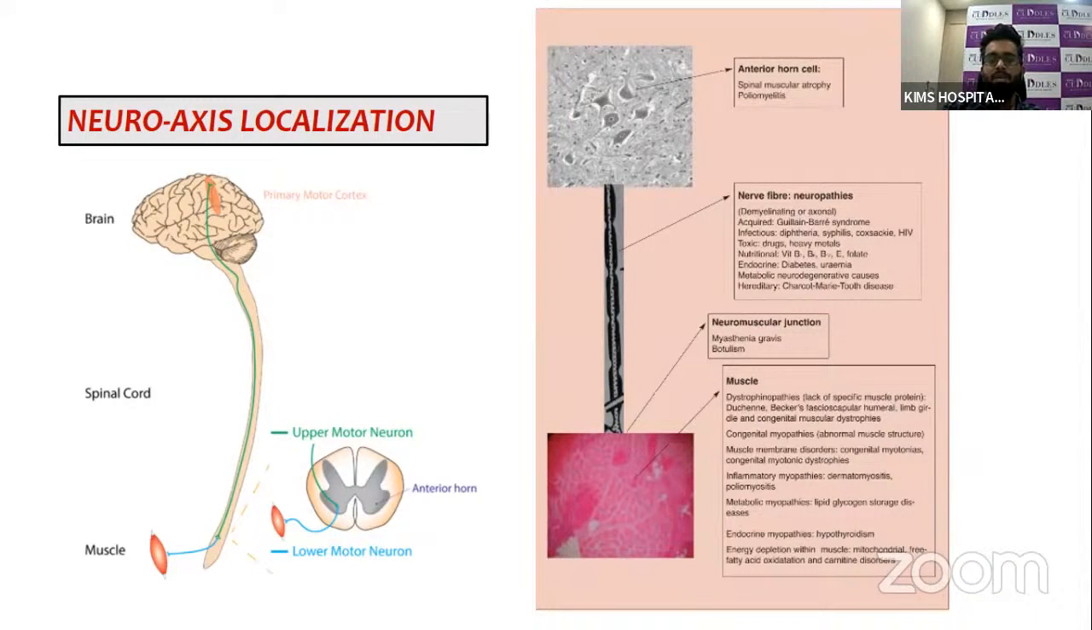So whenever you have a brain abnormality, think of central hypotonia causes. For example, a child has a cerebral malformation, so that child can also have hypotonia. When it comes to peripheral hypotonia, that is floppy weak, then you have to start thinking about all these causes like anterior horn cell, nerve fiber, neuromuscular junction, and muscle. So localization is also extremely important. So this was the exhaustive list of all the causes of floppy infant syndrome.